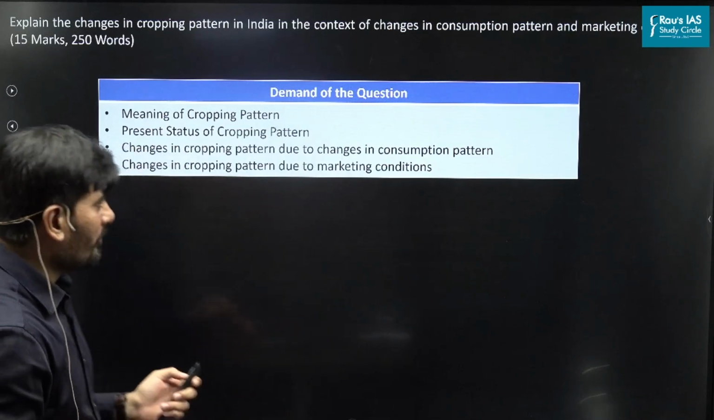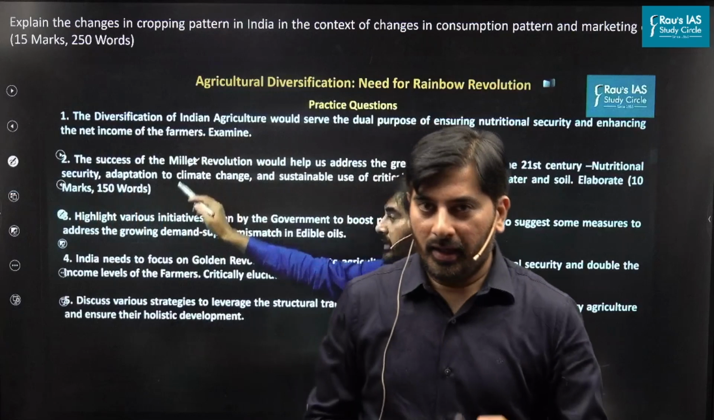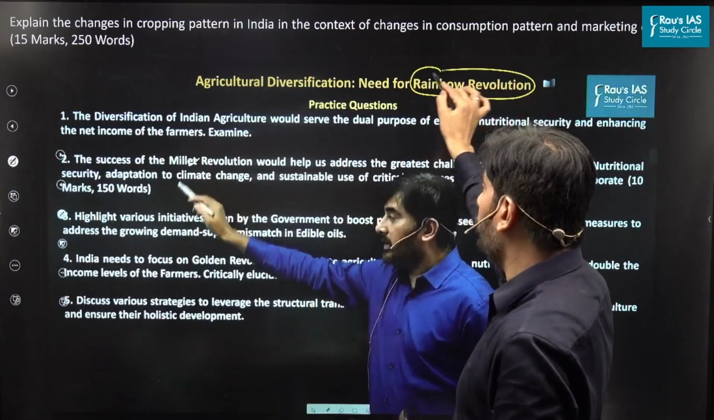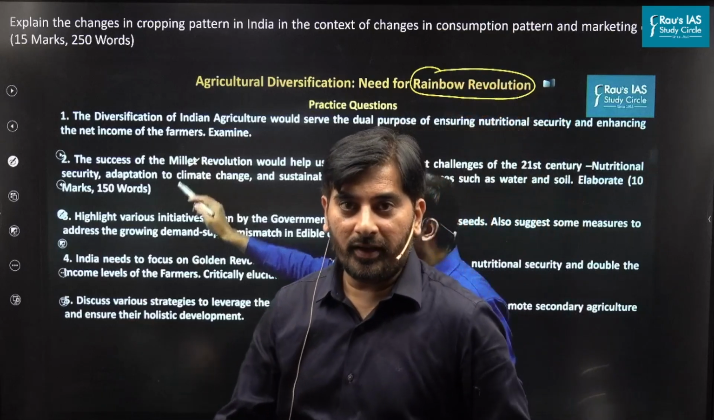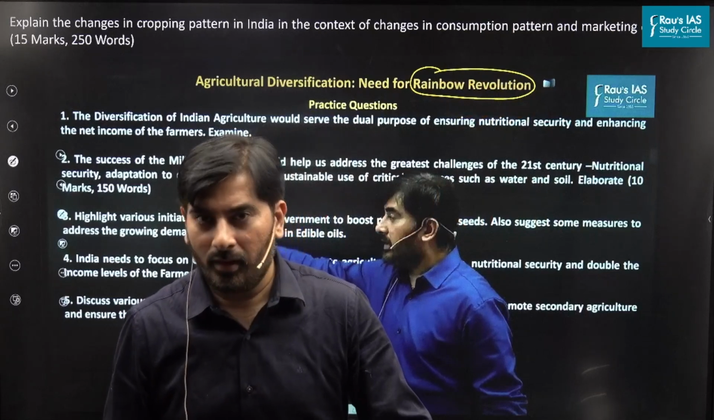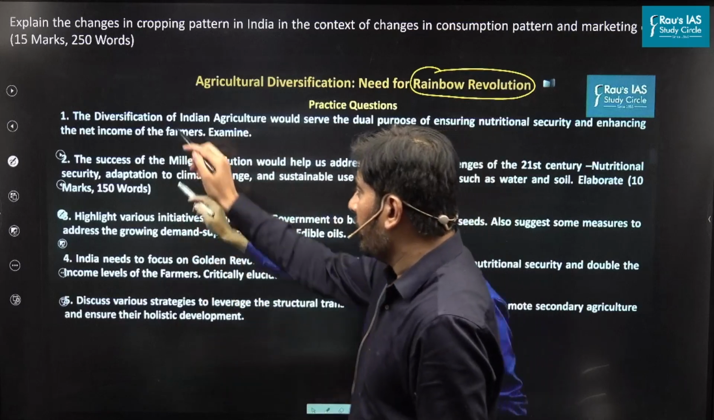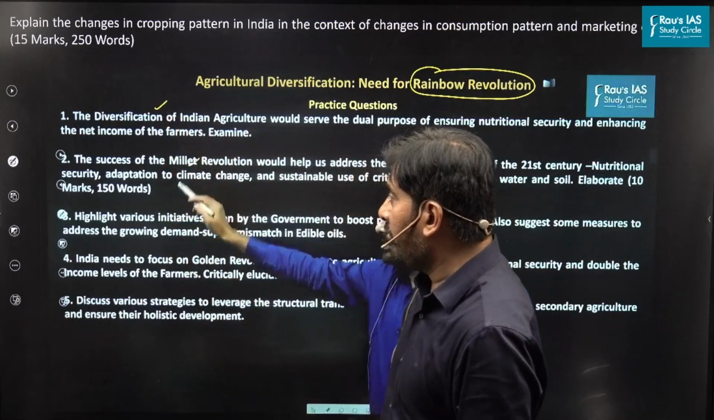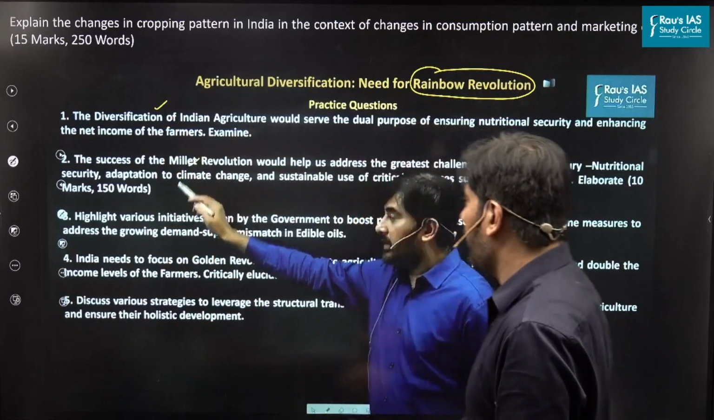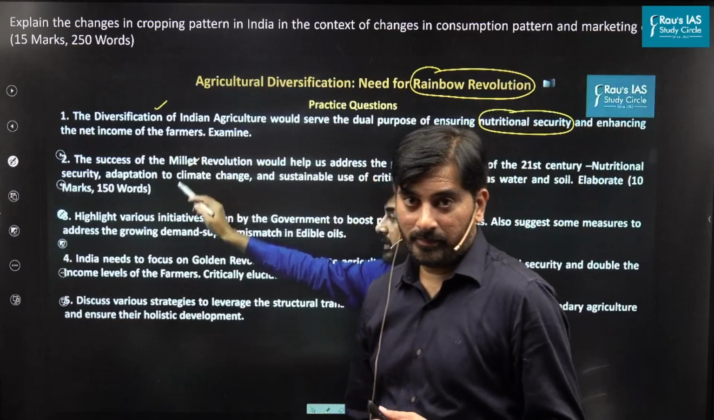So here, with respect to changes in cropping pattern, India right now is focusing on rainbow revolution. Rainbow revolution means we are focusing on all round development of agriculture sector. Why is that? This is because it is being said that the promotion of diversification of Indian agriculture, that is changes in the cropping pattern, will help us ensure nutritional security.